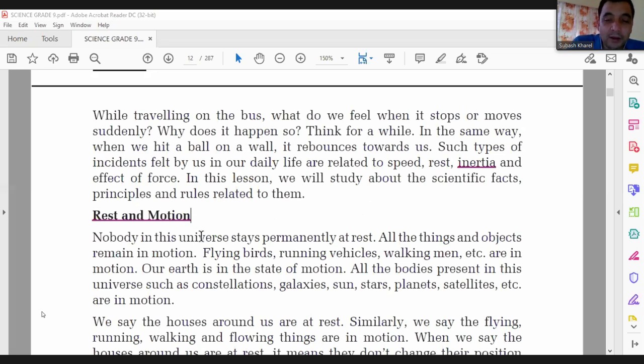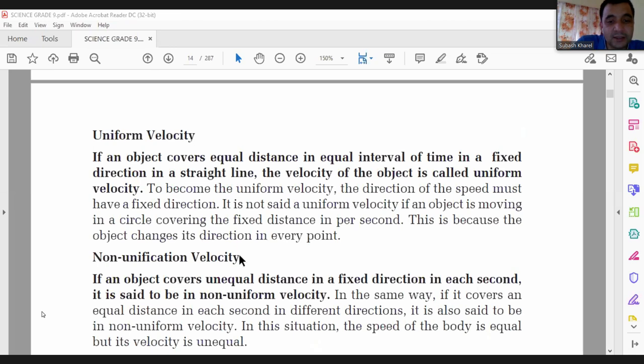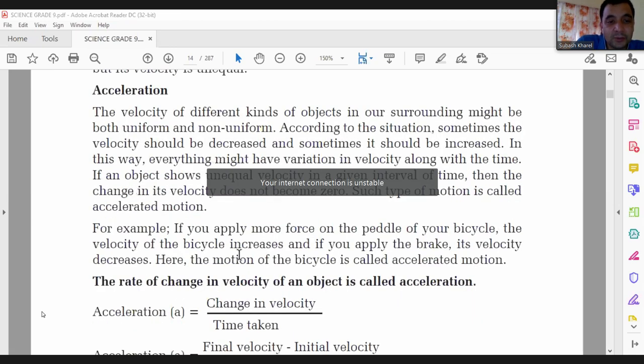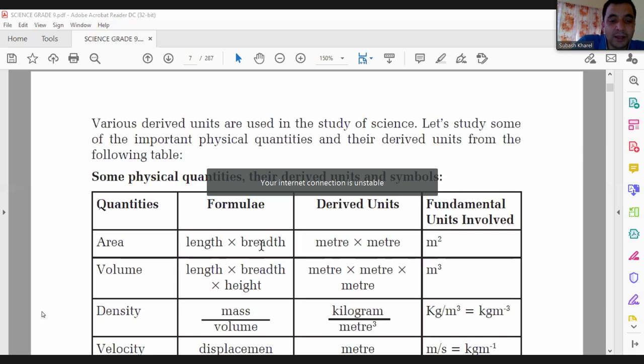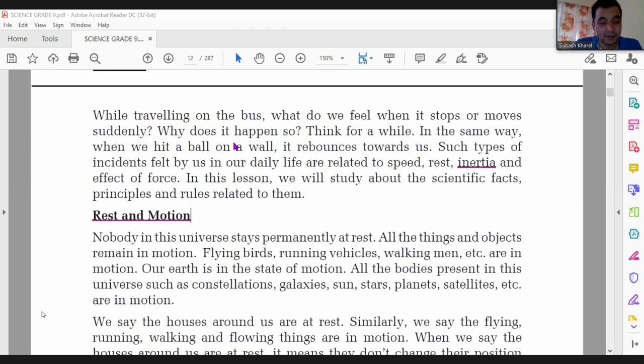So force is that agency which changes the state of a body from rest to motion. If we apply force on any object, then what will happen to the object? Force changes the state of body. Now remember, how many states of body? Two states, rest and motion. So what is the effect of force on the state of body?